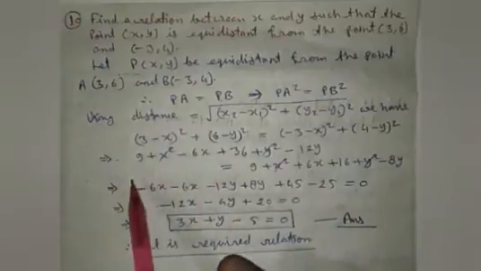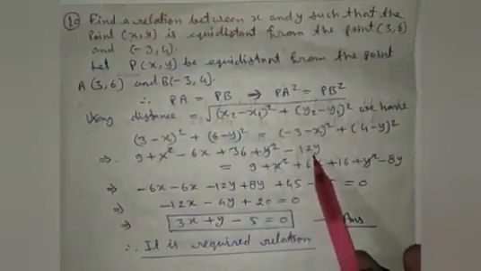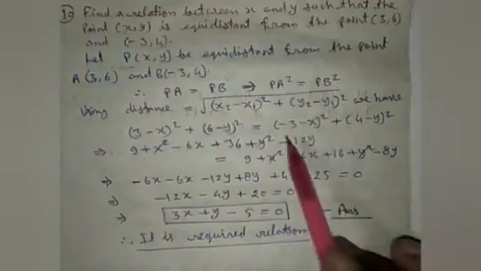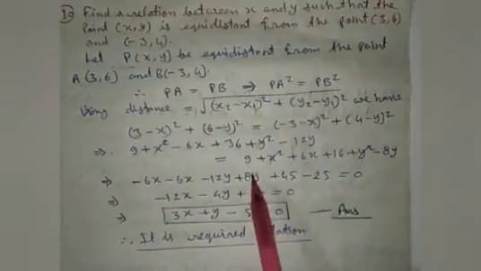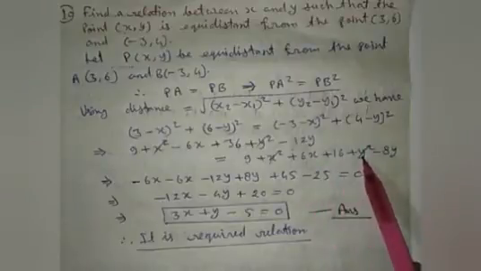So squaring the bracket, we have here 9 plus x square minus 6x, here plus 36 plus y square minus 12y, that is equal to here (minus 3 minus x). So here taking minus as common and squaring, it will be positive, so it will be (3 plus x) whole square. So here it is equal to 9 plus x square plus 6x, and here plus 16 plus y square minus 8y. So here x square and y square are cancelled out on both sides.